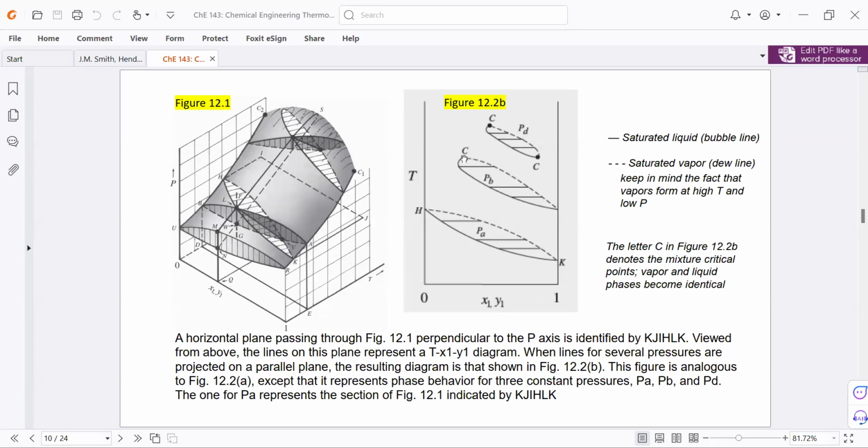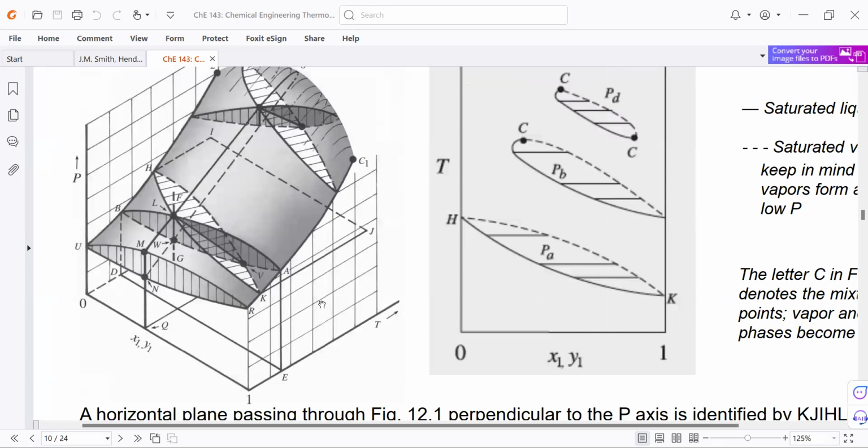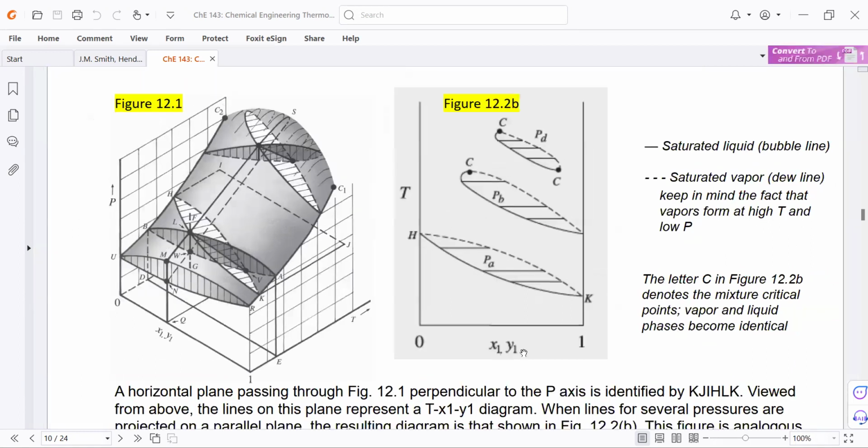Okay, so this point right here lies on this curve that is formed between C1 and C2, the critical points of the pure species. And how do we project this TXY diagram? By cutting a plane across, a horizontal plane. So for example, it's the plane identified by KJIHLK. Okay?